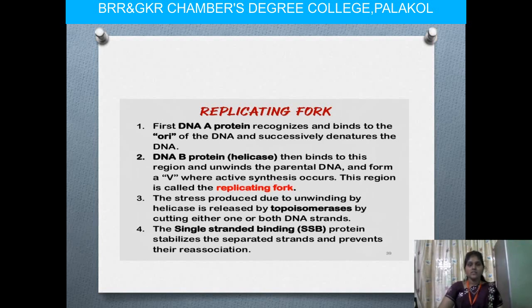Then the stress produced due to the unwinding of the helicase is released by the topoisomerase by cutting either one or both strands of the double-stranded DNA. The next one is the single-stranded binding protein, which attaches to the two different strands separated from the double strand. So here the strands are prevented from re-associating by the single-stranded binding proteins.